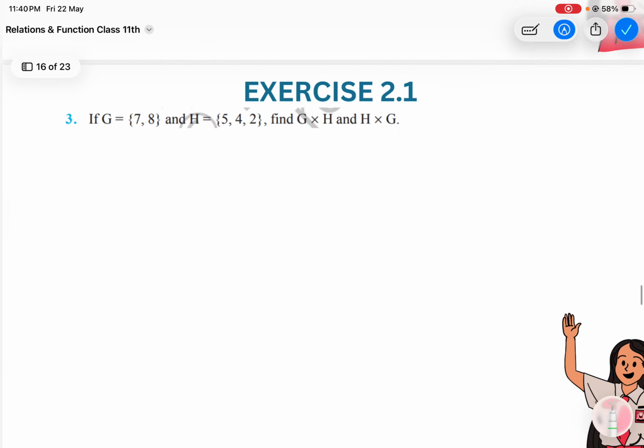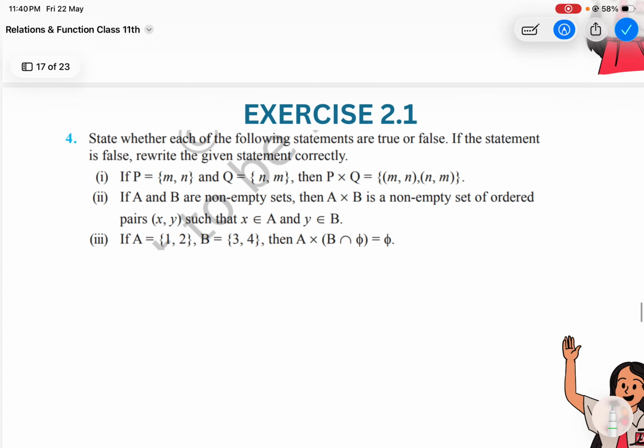Now 2.1. If G equal to {7, 8} and H equal to this, find G into H and H into G. So this is very simple. I have already explained this in the exercise. I hope you will do it on your own, and this is the homework.